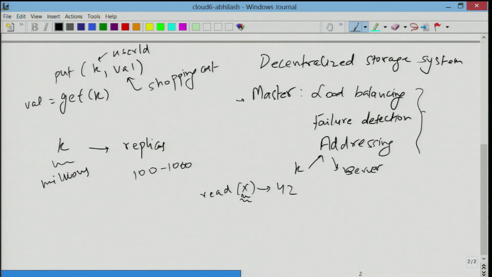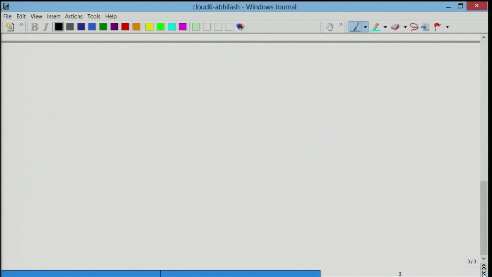Okay, so any thoughts how to do this? So the problem is we have millions of keys and we want to figure out for a given key who has the data for it. Store like a map from keys to like server.